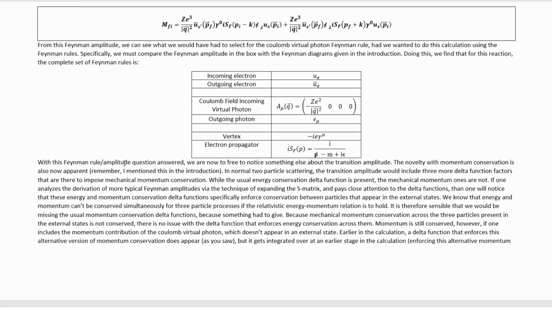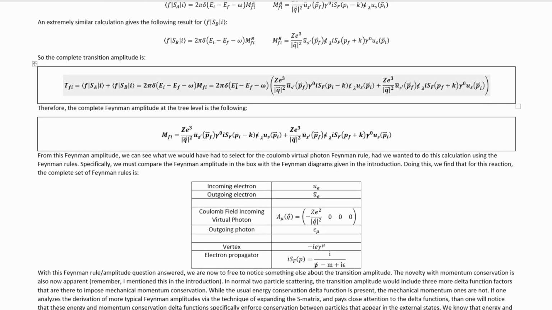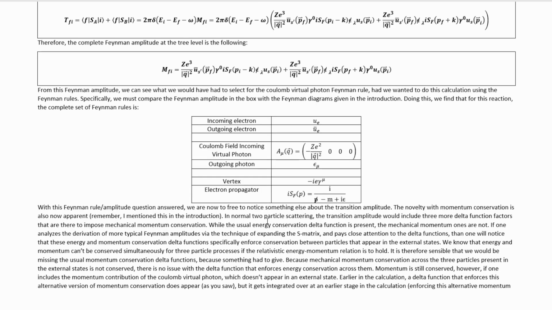With this Feynman rule question answered, we are now free to notice something else about the transition amplitude, namely the novelty with the momentum conservation that I was talking about earlier. In normal two-particle scattering, the transition amplitude would include 3 more delta function factors that are there to impose mechanical momentum conservation. We would have 3 more delta function factors here. While the usual energy conservation delta function is present, the mechanical momentum ones are not.